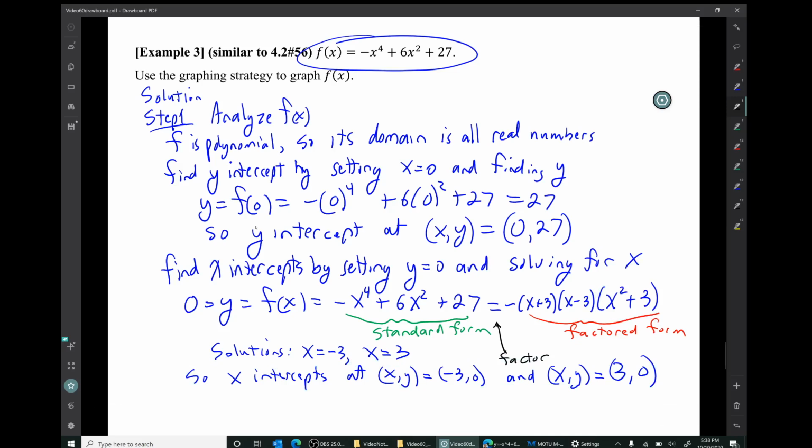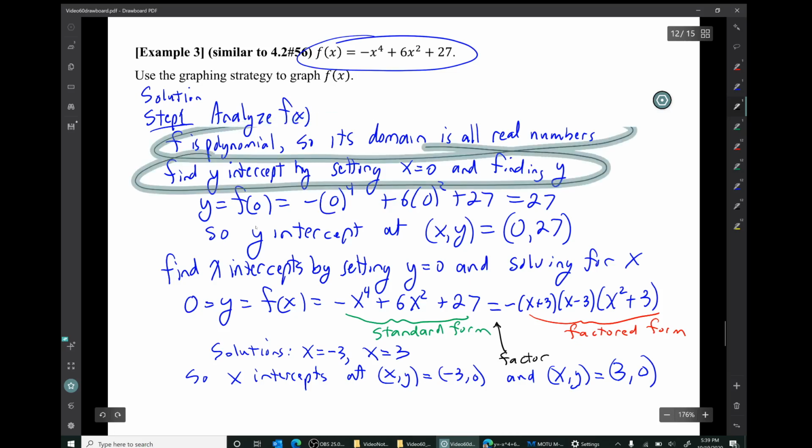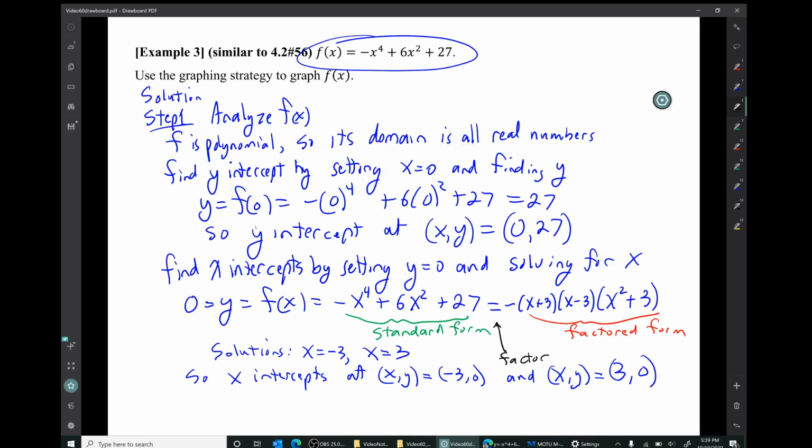Now, there's a little bit more that I want to say about analyzing f of x. So we have answered some of the easiest questions we could. We figured out the domain of f, that was easy. We found the y-intercept, that was very simple. We found the x-intercepts, which was conceptually simple. It did require this one factoring, which was hard.